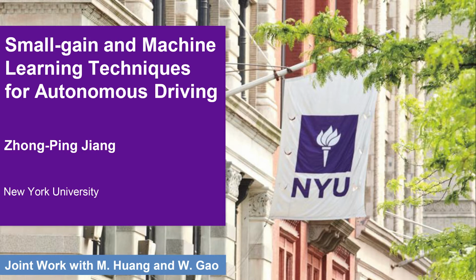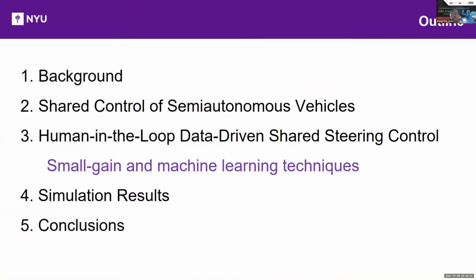So what's wrong with manual driving? Why do we have to get into the field of autonomous driving? I'm going to answer this question from the perspective of system theory and machine learning, and provide some results that have been done at NYU. This is an outline of my talk.